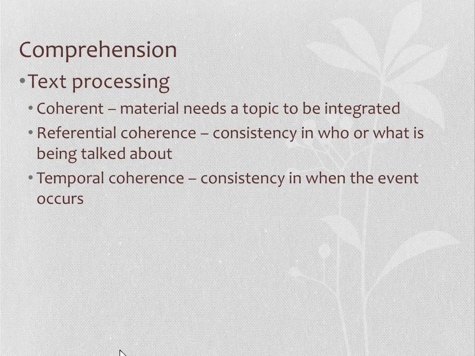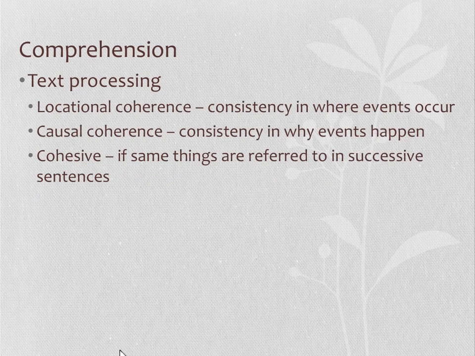Temporal coherence is consistency in timing of when something happened. Movies that do flashbacks and flash forwards can get confusing because you're not sure about the temporal coherence of what's going on. Locational coherence is where events are happening. Causal coherence is really important. We like things to be very causal. Murder mysteries are an example where you don't always get the causal coherence till the very end. But we do like consistency in why people are doing what they're doing. Causal coherence can make or break a text.